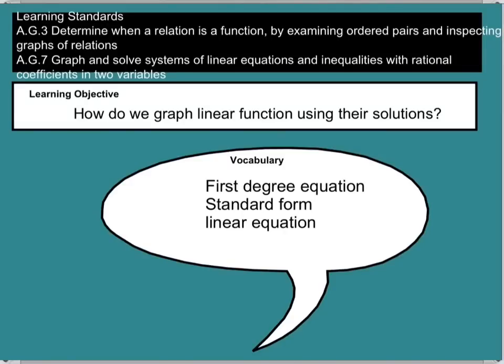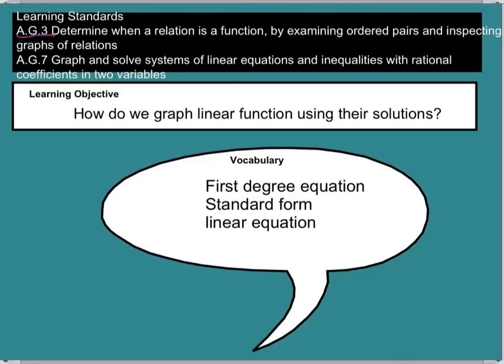Okay, so today we're going to talk about graphing linear functions using their solutions. And we're back to the Integrated Algebra Learning Standards, algebra AG3. So it's a geometry standard within algebra. That's why we call it integrated algebra, because it's algebra with some geometry.